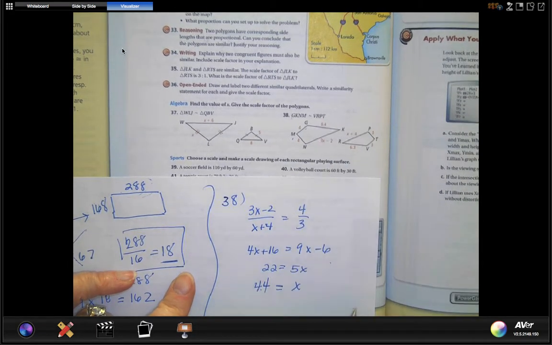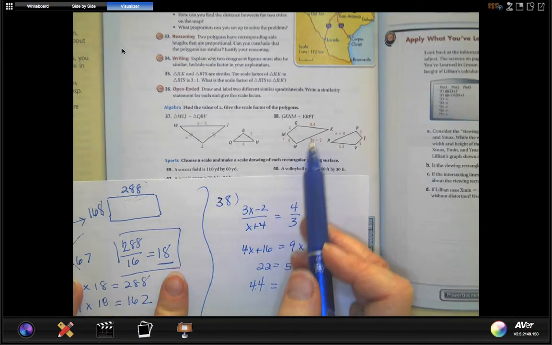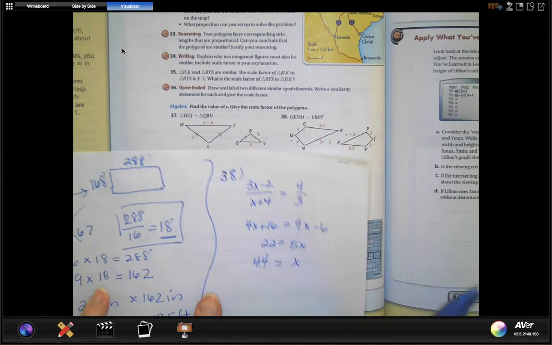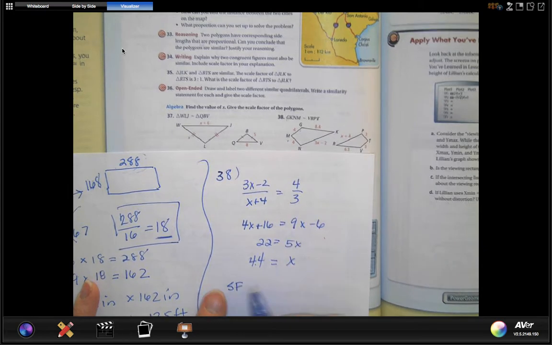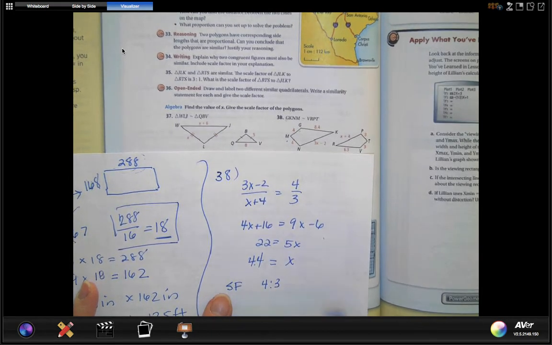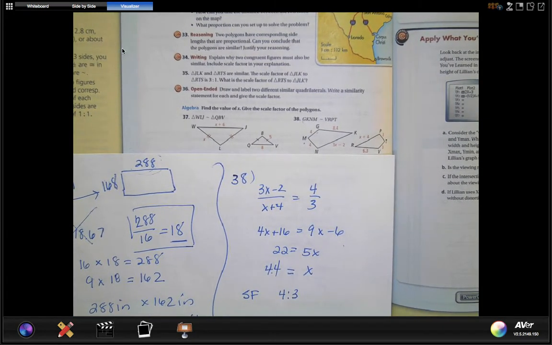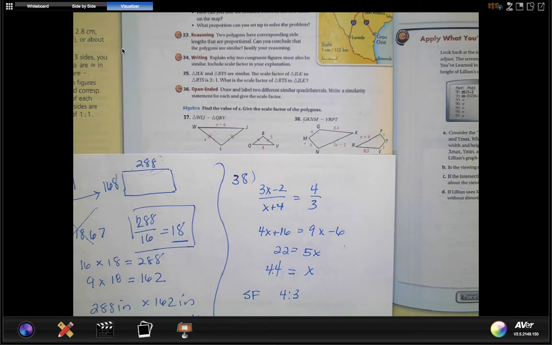It asks for the scale factor, so I always just go the first to the second. So the scale factor is just 4 to 3. You could also write it as 4 over 3. Okay? All right, that's that one.